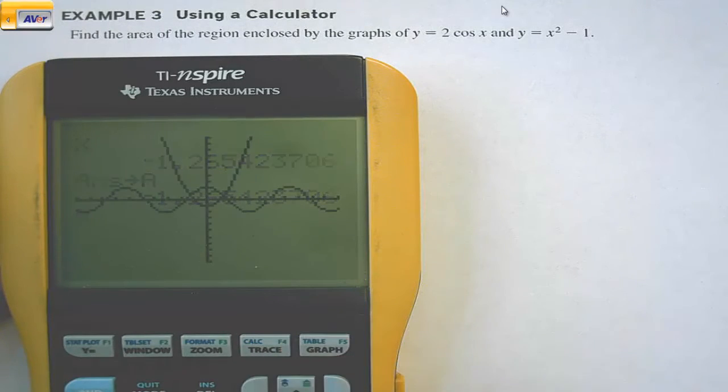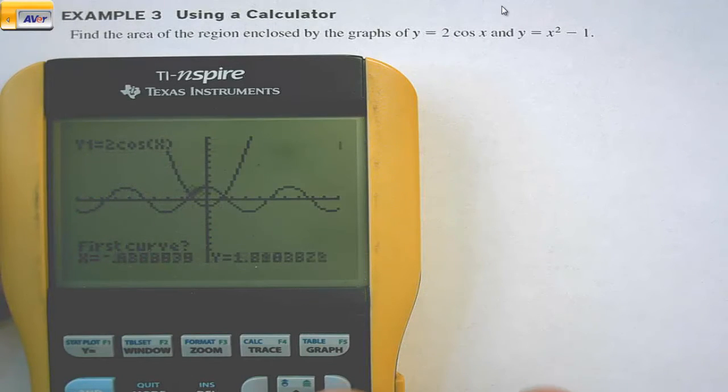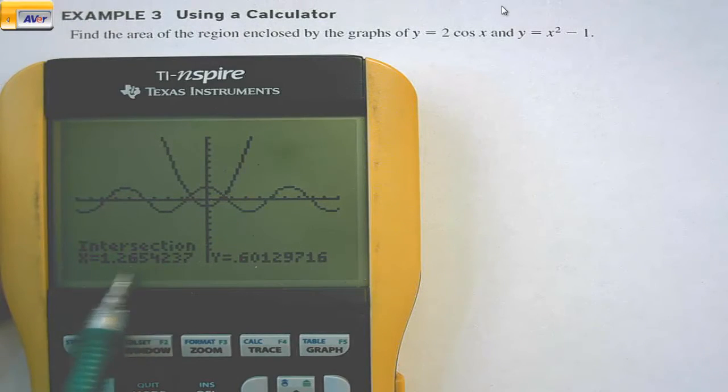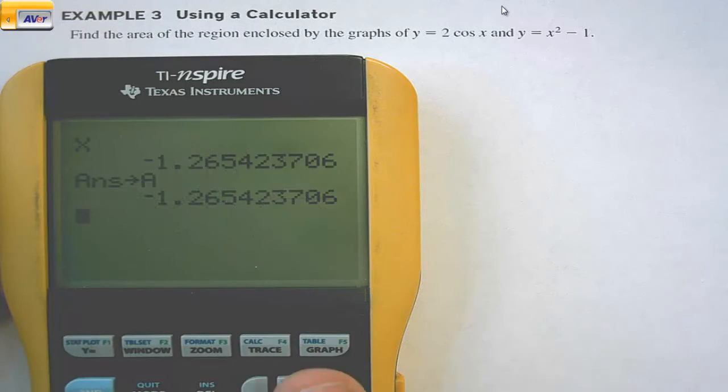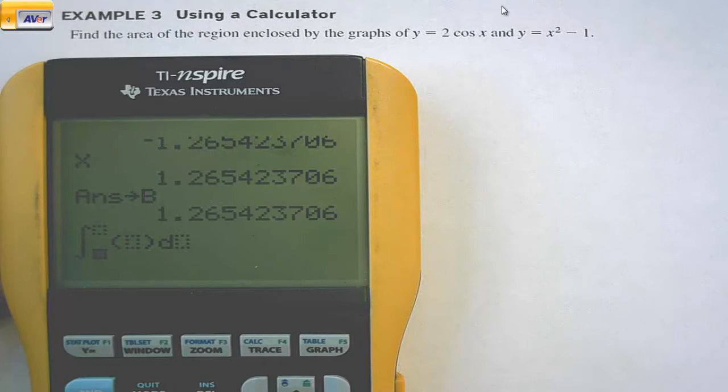If we go back to the graph and do intersection again, intersect, and we go over the other side, enter, enter, enter, we find out that we have symmetry here, and this is the positive value of the A we just had. So we're going to quit out of here. If we go X again, we can store this into, maybe, B. Now we're going to go to math, number 9, and we can go from A to B.